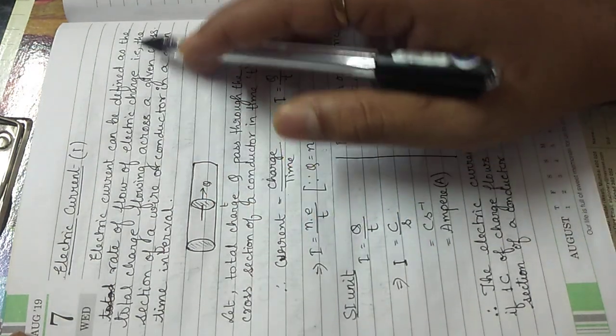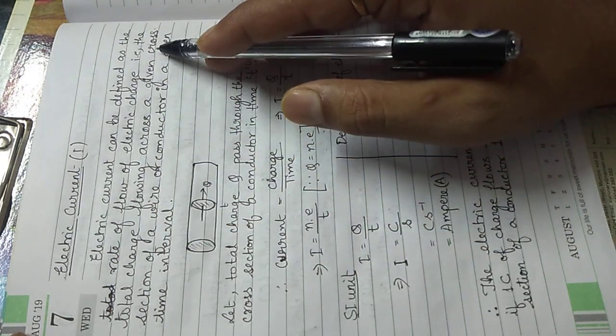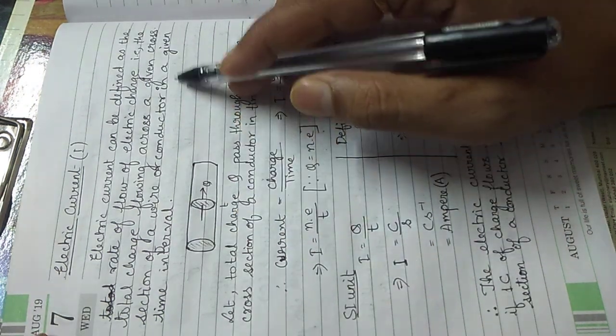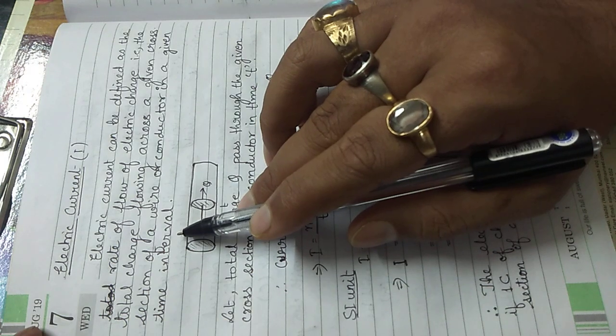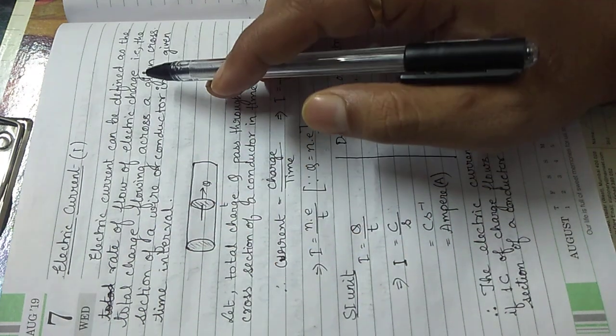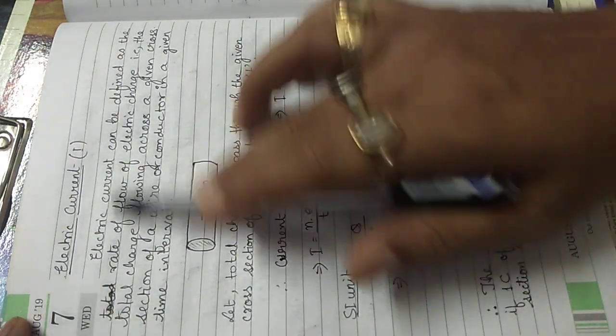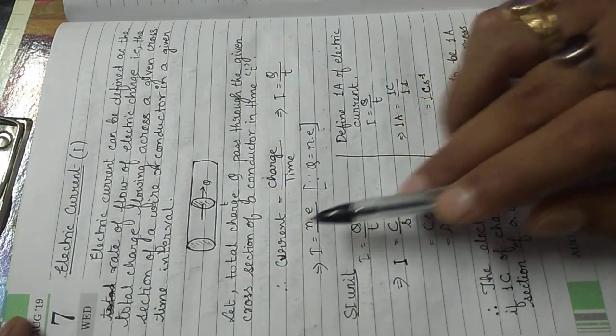We can define it as the total charge flowing across a given cross section area of a wire or conductor in a given time interval, and in short, the rate of flow of electric charge. Rate means always with respect to time. Now this statement we put in an equation form. So current is what?